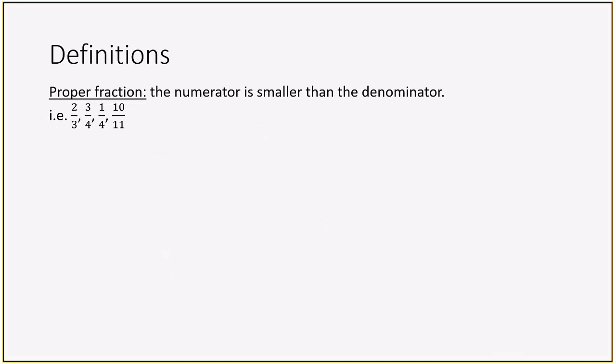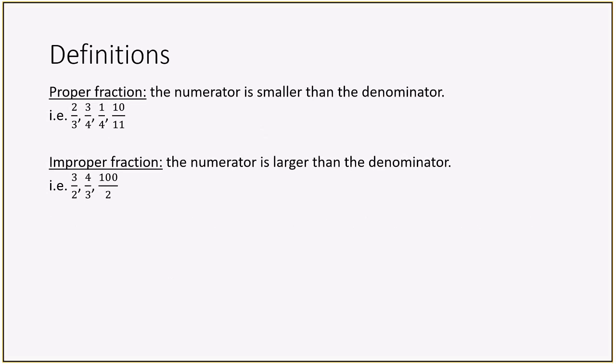More fractions. These are probably a little bit less well known, but maybe sound somewhat familiar. A proper fraction is any fraction where the numerator is smaller than the denominator. So here's an example of four that meet that definition. An improper fraction is almost the opposite of that. It's when the numerator is larger than the denominator.